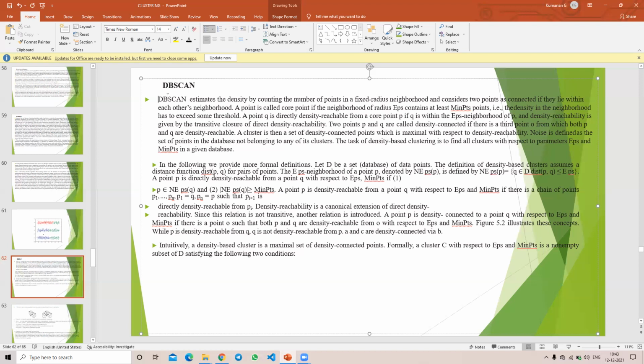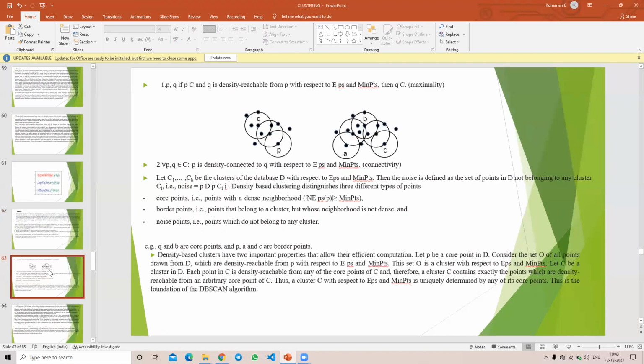Intuitively, a density-based cluster is a maximal set of density connected points. Formally, a cluster C with respect to EPS and minimum points is a non-empty subset of D satisfying the following two conditions in the upcoming slides. One, maximality: for all P and Q, if P is in C and Q is density reachable from P with respect to EPS and minimum points, then Q is in C. You will see the diagram here.